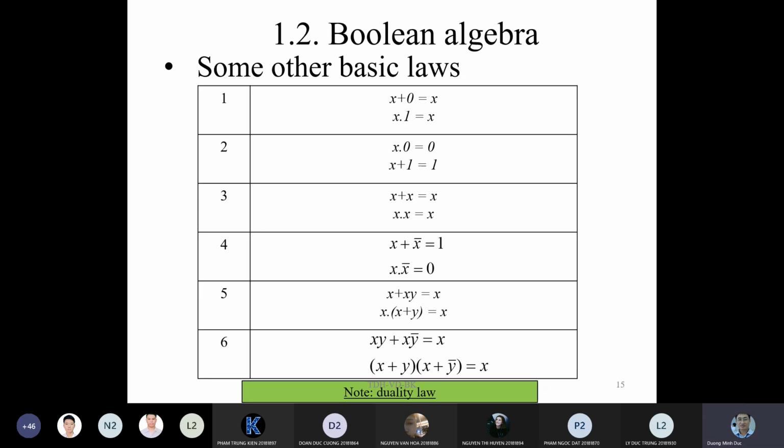Okay, prove x multiply x plus y equal x. And x plus y multiply x plus y bar. Actually, if in case you cannot write down the bar, just write the negation, okay, equal x.